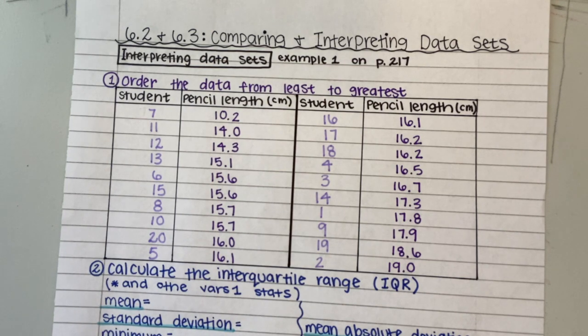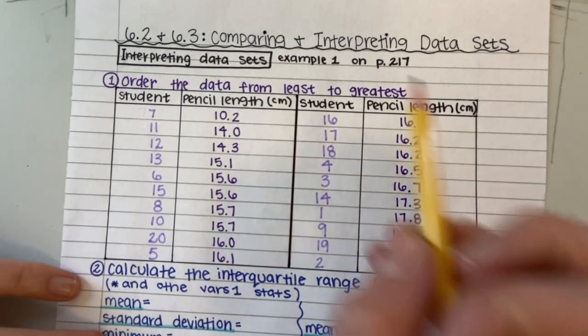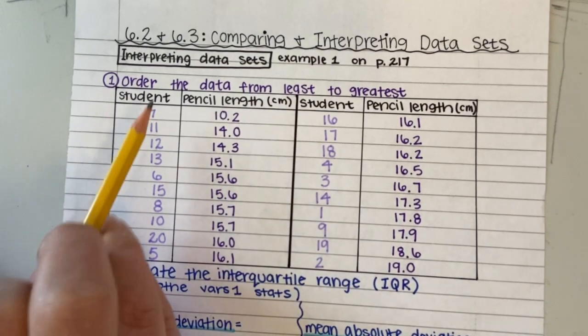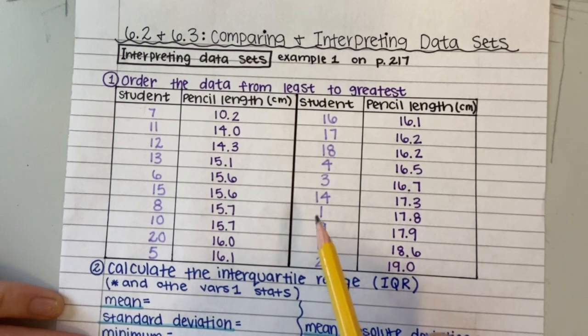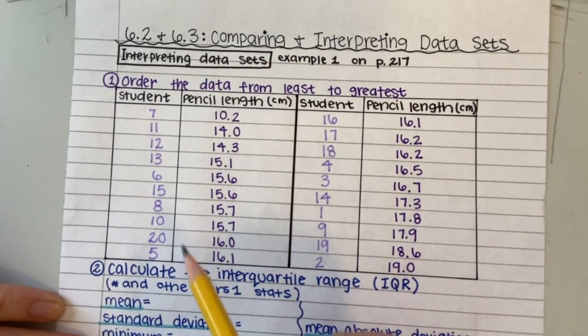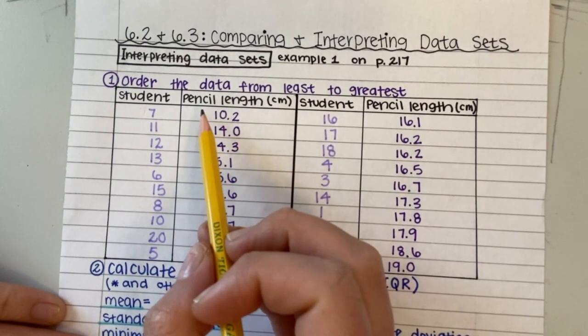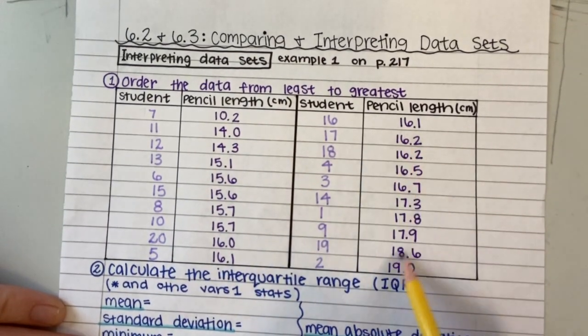So we're going to use the example from page 217 in our workbooks. And this example gives us just the number of the student. So we have student number 1, student number 2, student number 3, and it puts them in that order. What I have already done is I actually organized this data from least to greatest.